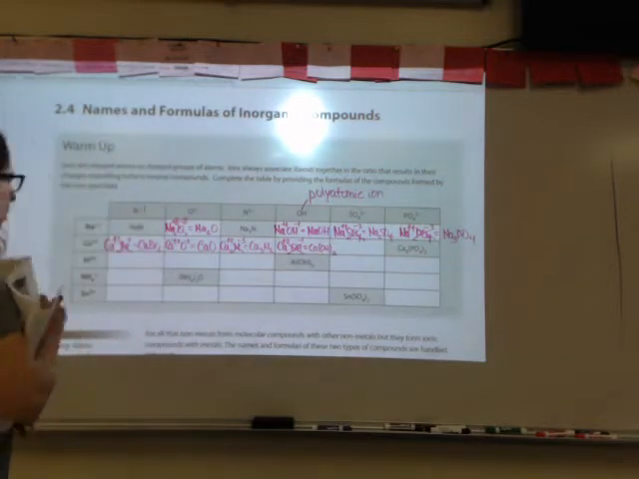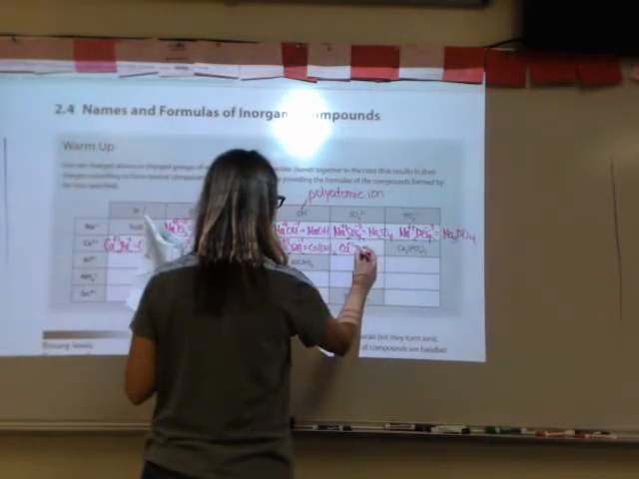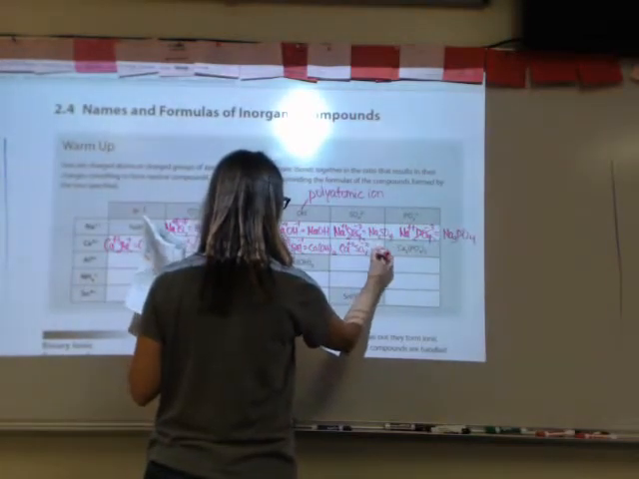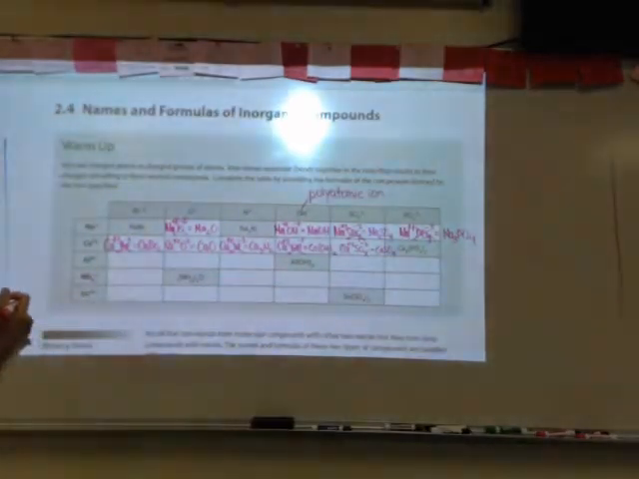Okay? For the next set, Ca+2 and SO4-2, well, those counter each other because of the +2 and the -2, so the charges just go away, and we have CaSO4. That's automatically a neutral compound.